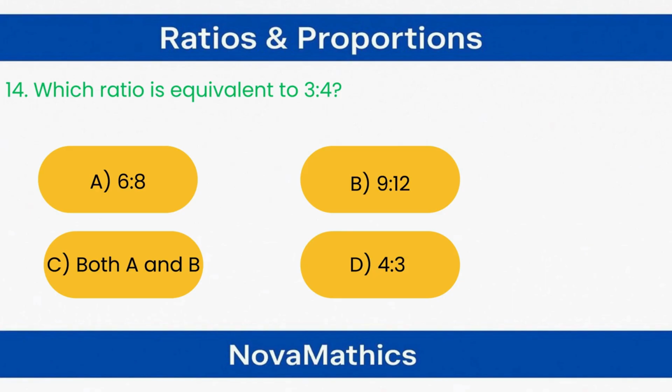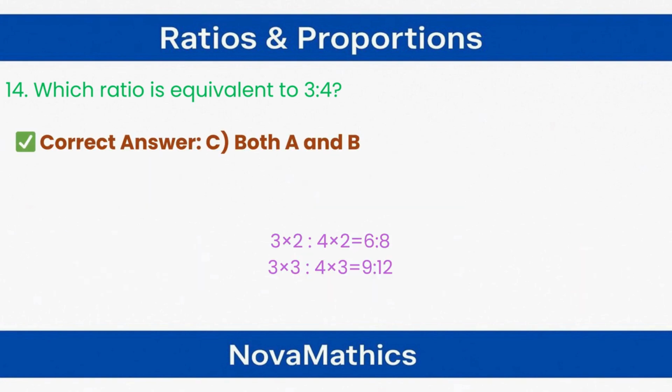14. Which ratio is equivalent to 3 to 4? Multiplying by 2 or 3 gives 6 to 8 or 9 to 12.